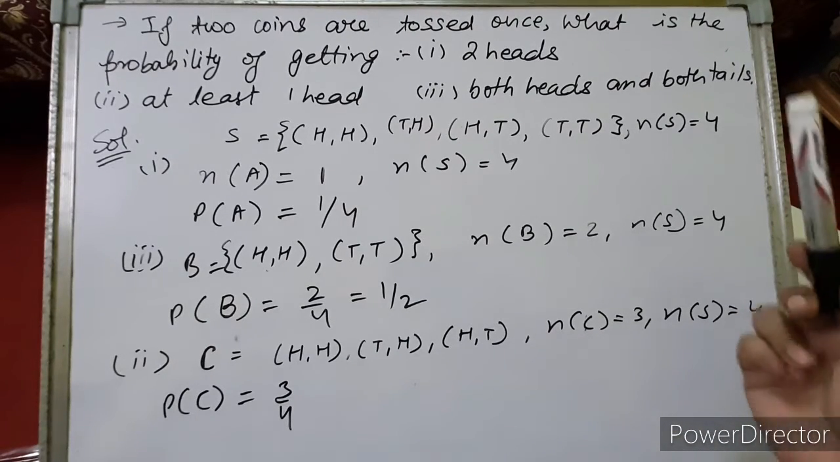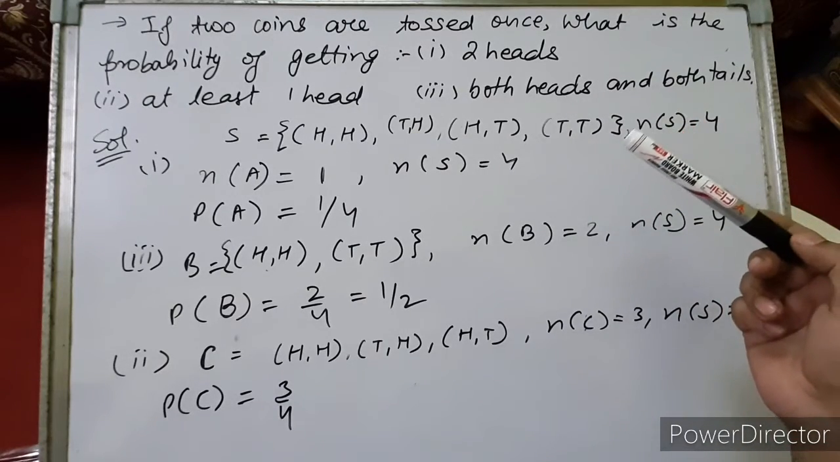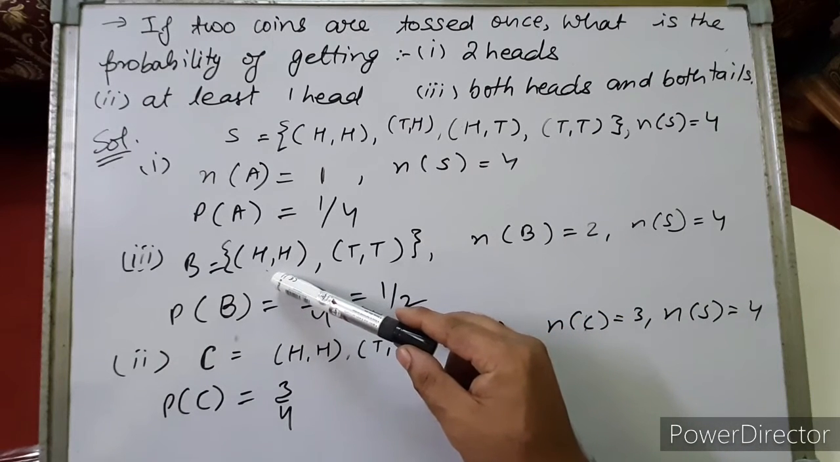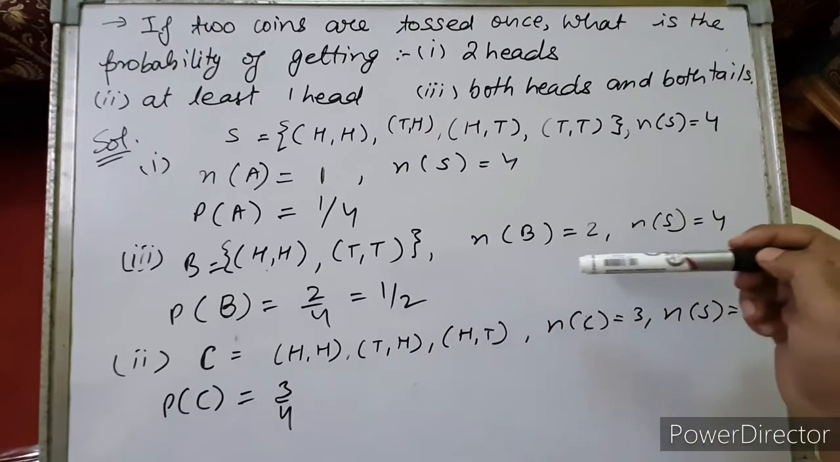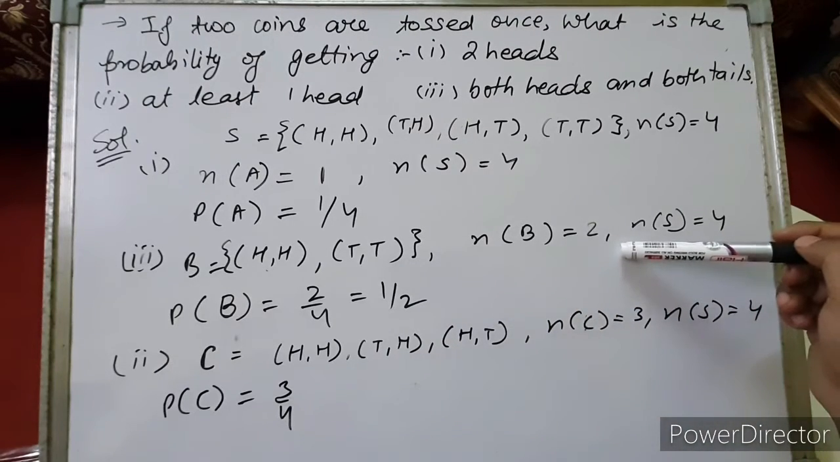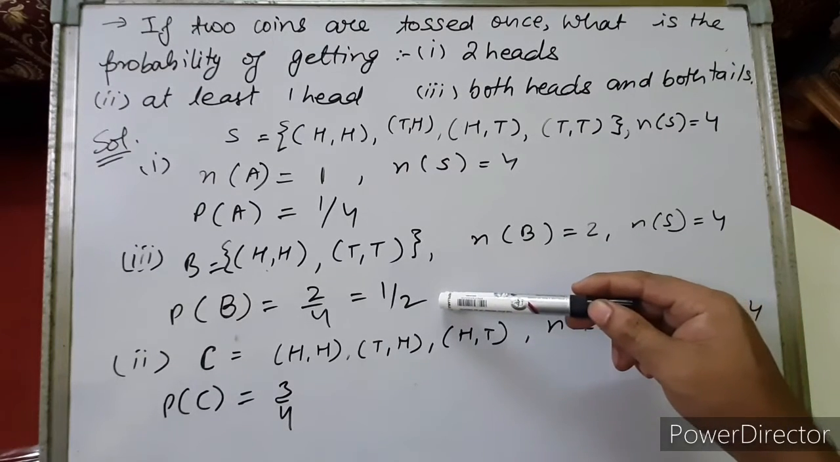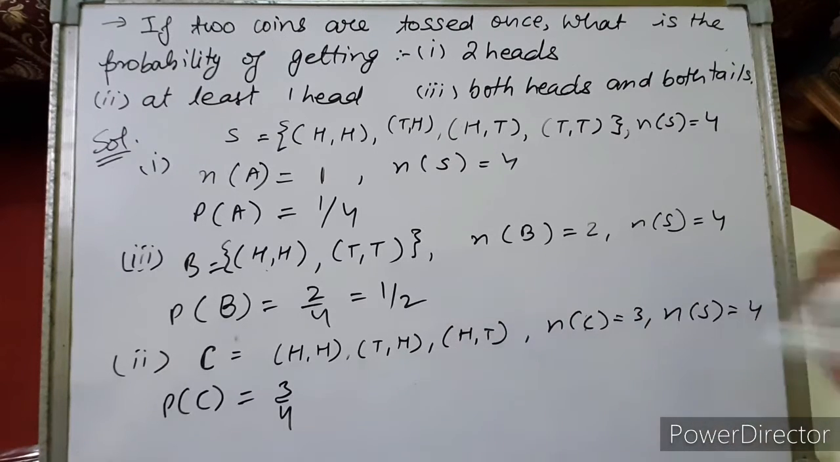Right. See the last one: both are either both heads or both tails will appear. So there is one event where both the coins show head, and there is another event where both the coins show tail. So the number of favorable events of B will be 2 and the sample space is 4. So the probability of happening of B event will be 2 by 4. Right? That will be 1 by 2. Alright children, note down the solution please.